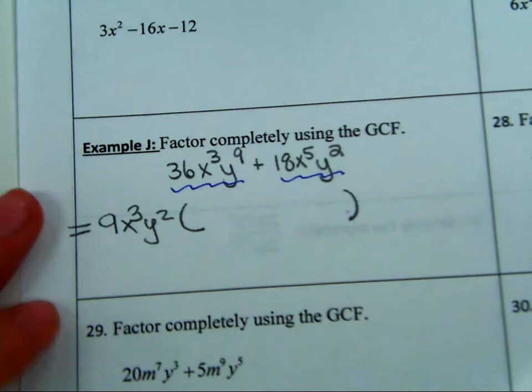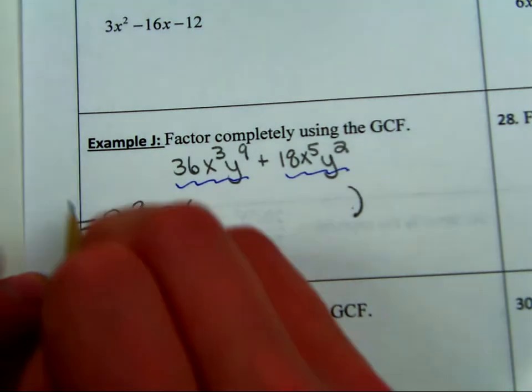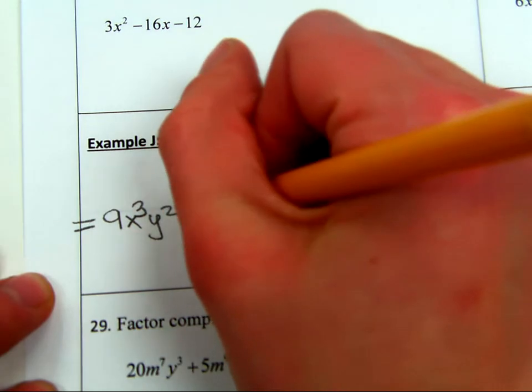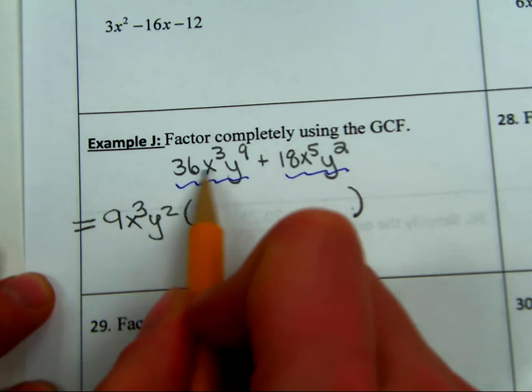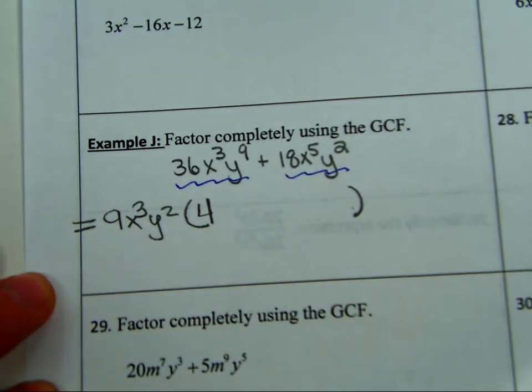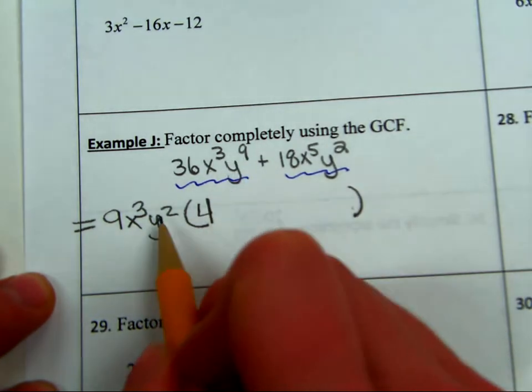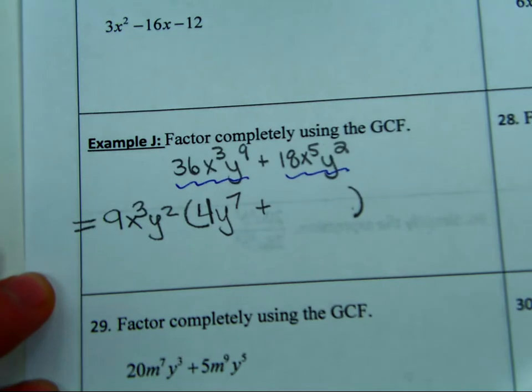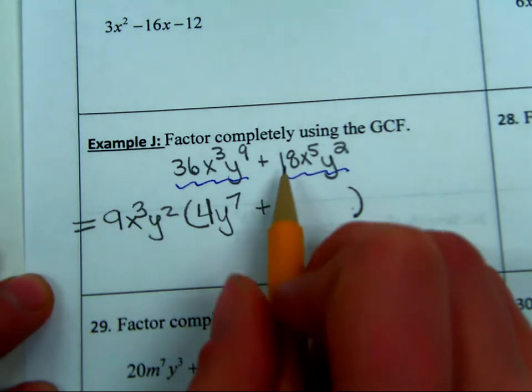All right, and then we have to write in parentheses what we're left with. So I like to think 9 times what gets you 36? It's 4. If we took 3 x's out, and that's all there is, there's no x's left. We had 9 y's, we took 2 out. There's 7 left over.